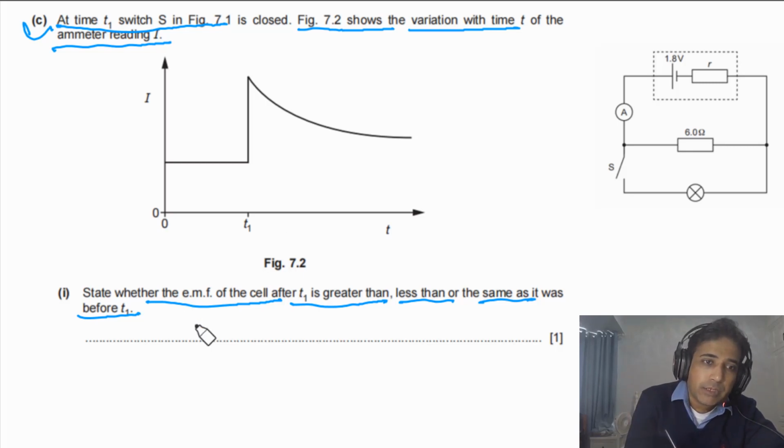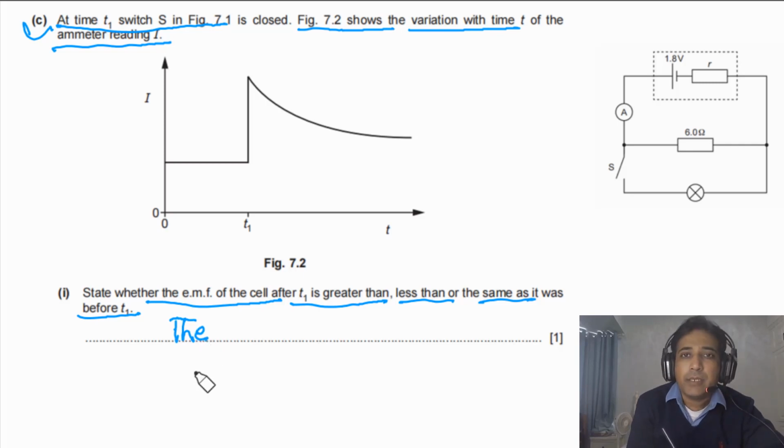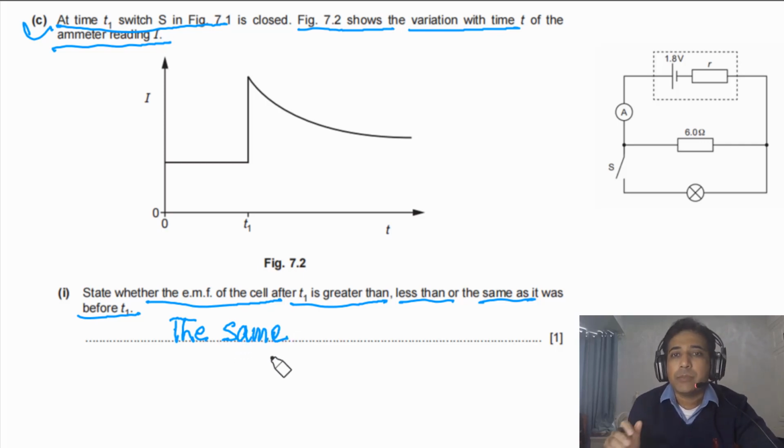So simply we can say EMF remains the same because that is a property of the cell and that depends on chemical reaction. It does not depend on external components, does not depend on external resistance.